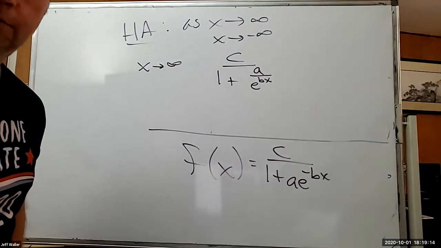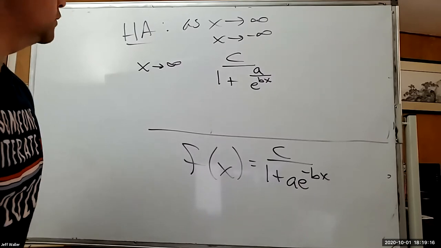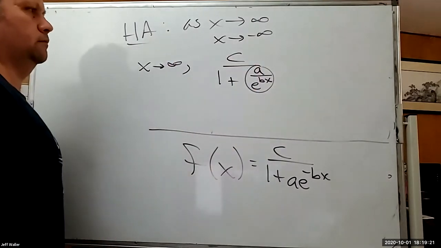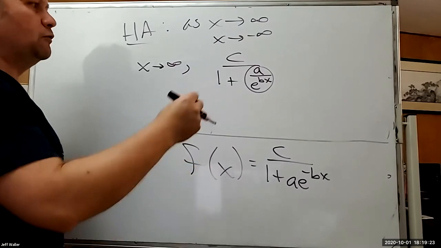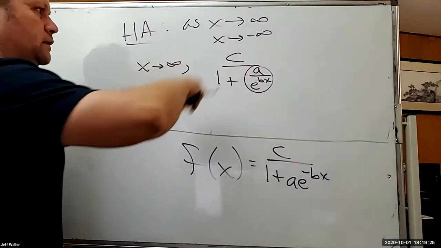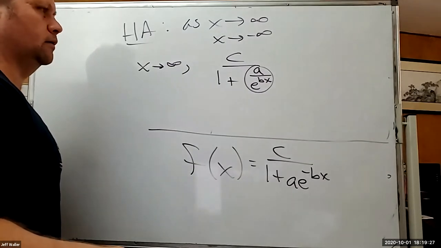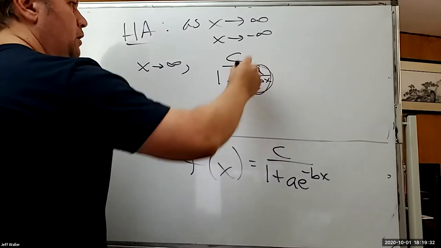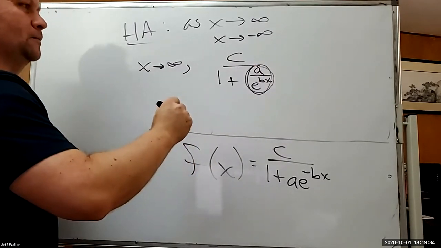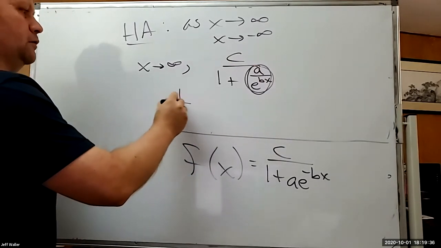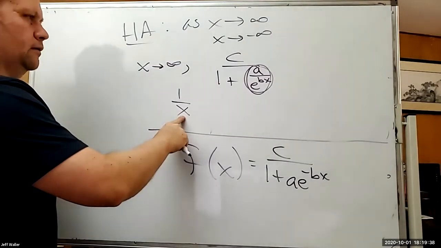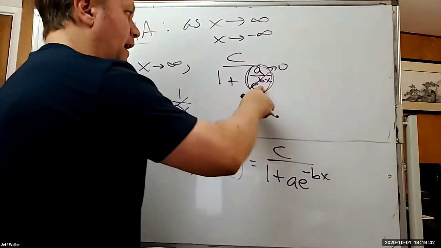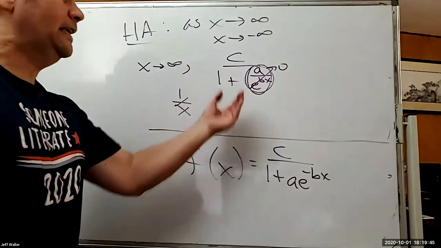Is that cool? So as X goes to infinity, what does this piece do? So X is getting huge. So what piece of this is getting big? The denominator? Yeah. So what's this whole thing going to go to? What did this go to when X got really big? It's going to go to zero. And so that's going to go to zero even faster because now it's not just X. It's e to the something X.